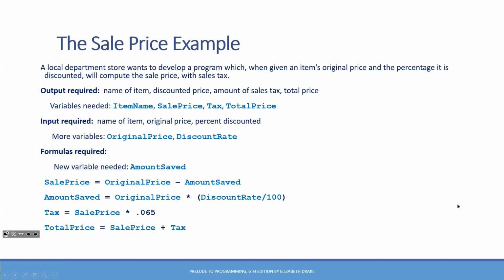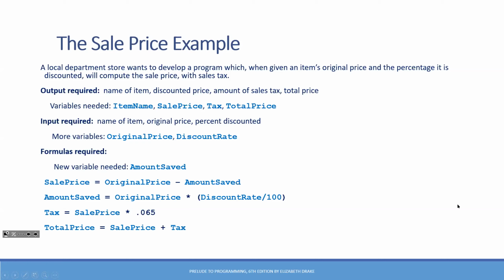So whenever we were given this information, we've taken it and we've massaged it a little bit. We've analyzed it. We've said, hey, if we're going to develop this program, the input is given an item's original price and the percentage it is discounted, we want to compute the sale price and the sales tax. So we decided that the best place for us to start is analyzing what output is required. We know that our users want to see the name of the item and the sale price. Besides that, it sounds like they would like the tax and the total price, which would be the sale price plus the tax. So we're deciding from kind of like a bottom-up approach.